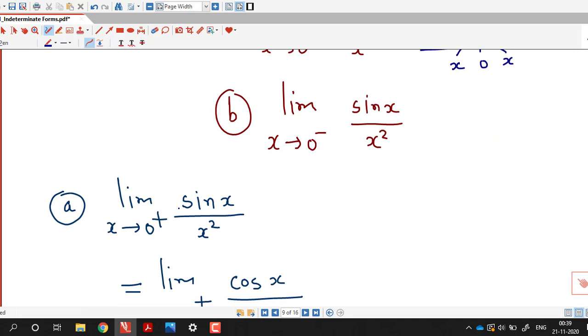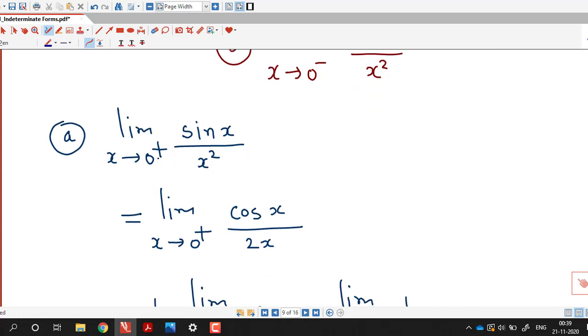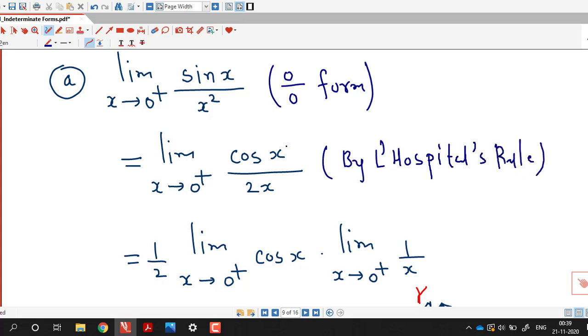So suppose x is approaching 0 from right hand side, that is we are evaluating the right hand limit. So we know that sin 0 is 0. So if we substitute x equal to 0, this is 0 by 0 form. So we can apply L'Hospital rule. So we have to write here by L'Hospital's rule: derivative of sin x, which is cos x, over derivative of x square, which is 2x.